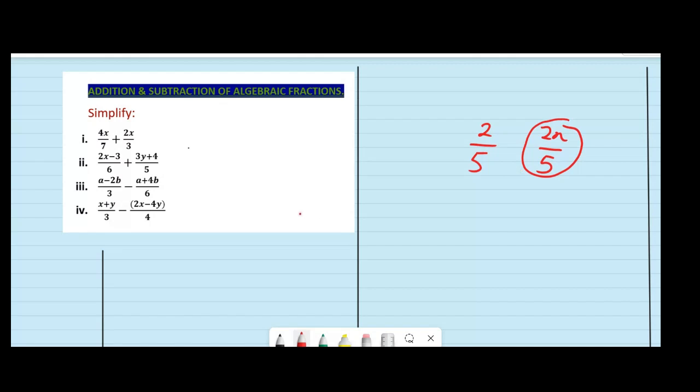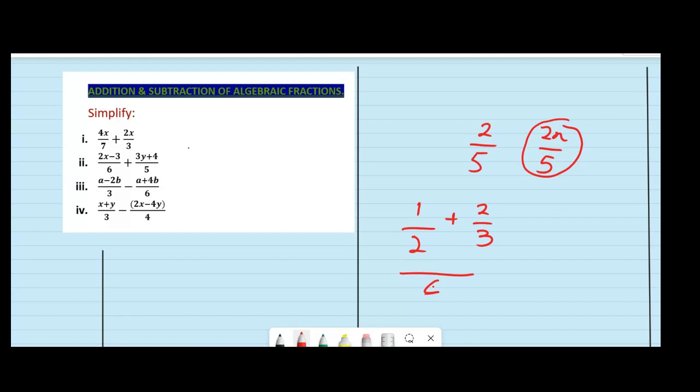Before we solve these questions, I want you to know that the steps we use in solving numerical fractions are actually the same as the steps we use in solving algebraic fractions. Let's take an example. Assuming we have 1 over 2 plus 2 over 3, how do we solve this? We have to find the LCM, or the common denominator. The common denominator is going to be 2 times 3, which is 6. We just multiply the denominators to get the LCM, that is 6.